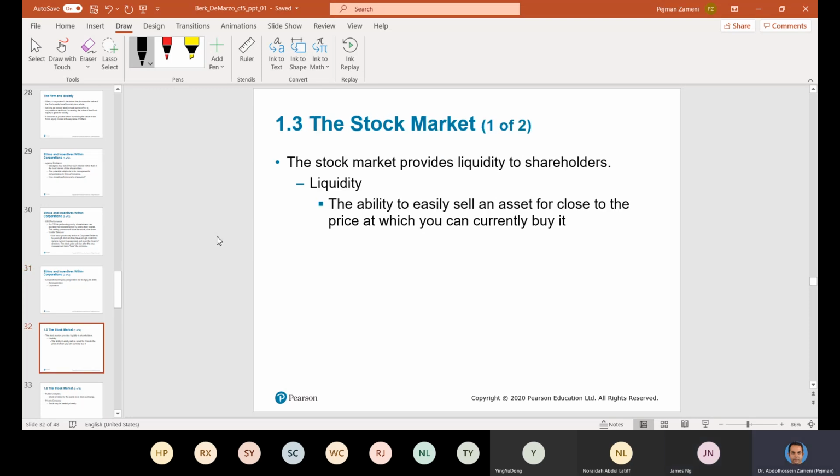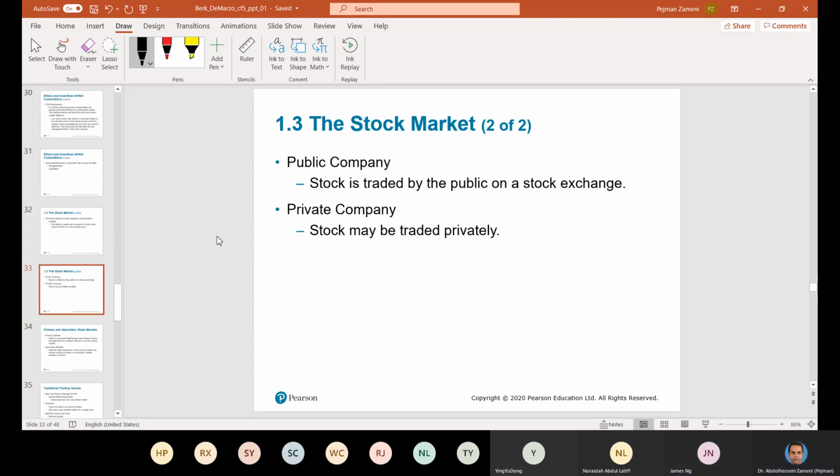The stock market provides liquidity to shareholders. Liquidity is the ability to easily sell an asset for close to the price at which you can currently buy it. Here it is asking what the role of the stock market is. Why do we need to have a stock market? It provides liquidity, meaning you can easily buy and sell the shares.